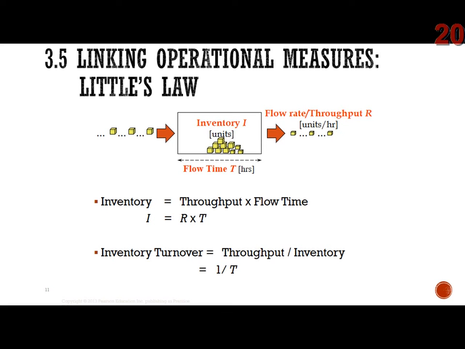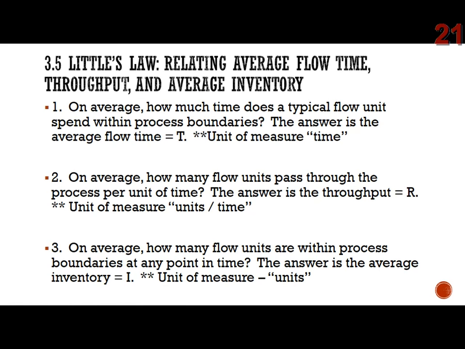And then another measure here, and we'll refer to it some: inventory turnover is going to be your throughput divided by your inventory. Okay, so this chapter to me is more about Little's Law than it is inventory turnover. I want you to understand inventory turnover, but we're primarily focused on Little's Law. So Little's Law relates average flow time, throughput, and average inventory.